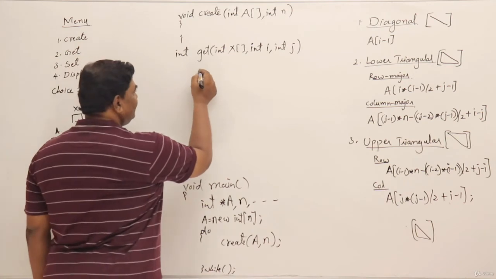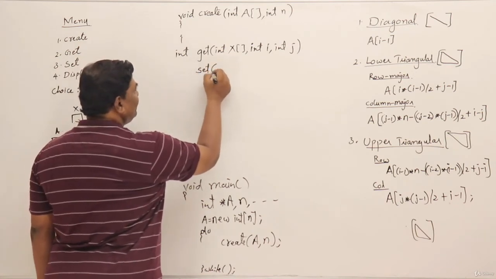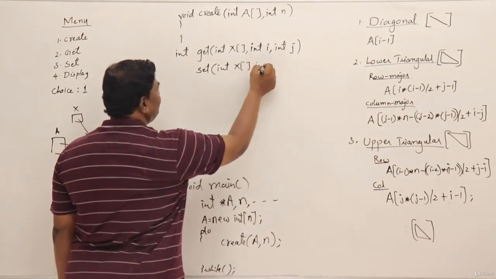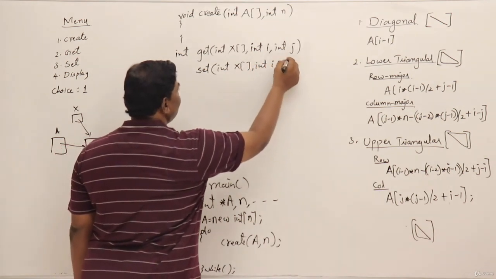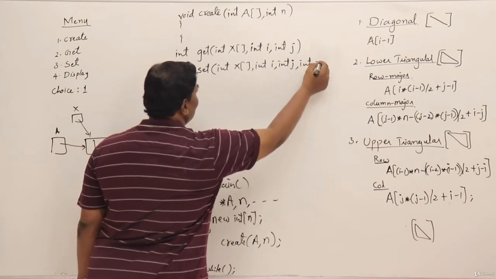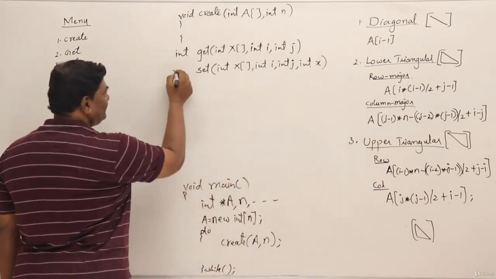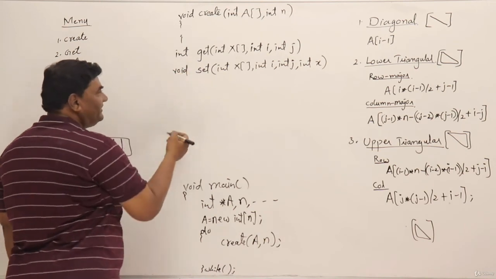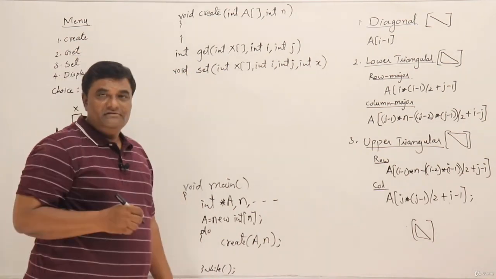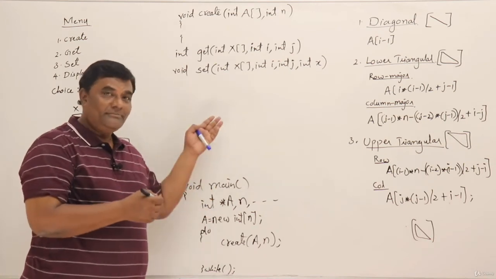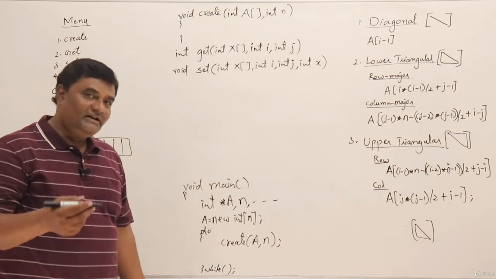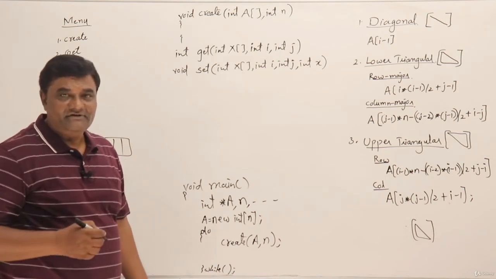The next is the set function. For the set function, it needs an array, a pointer to an array, integer i, integer j, that is indices, row number and column number, and also x, the element that you want to set. And this is void. So the body, we will be implementing it. Already we have the idea how the body should look like. So I'm just writing the prototype of a function. While writing the program, I will be expanding that one.